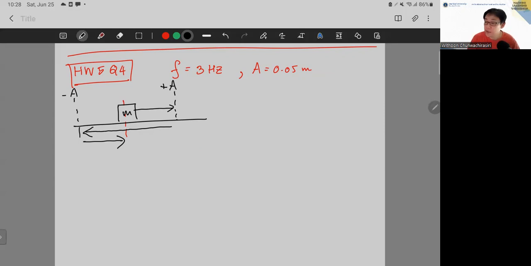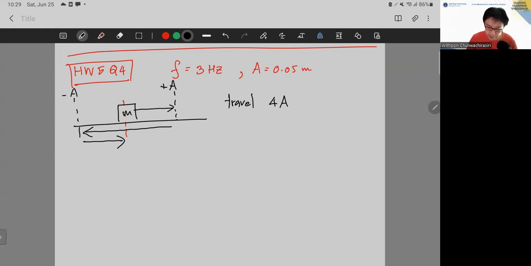It means you go to the right, 1A, come back another A, go to the left another A, and go back to the equilibrium point one more time. So the total is you have to travel 4A. And that is going to be your total distance each cycle that the particle has to move.